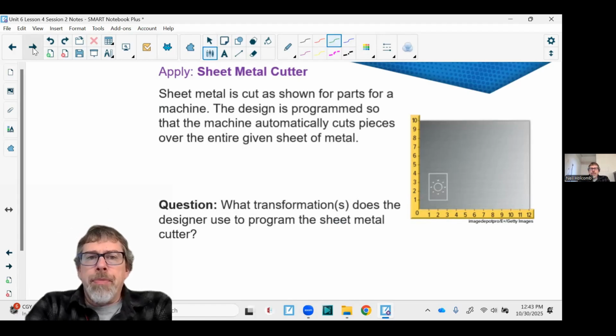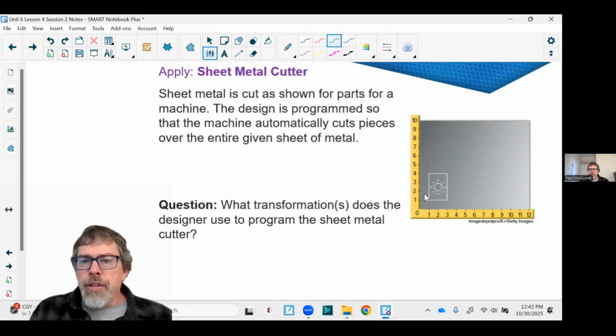Sheet metal cutter. Sheet metal is cut as shown for parts for a machine. The design is programmed so that the machine automatically cuts pieces over the entire given sheet of metal. Question: what transformations does the designer use to program the sheet metal cutter? Okay.